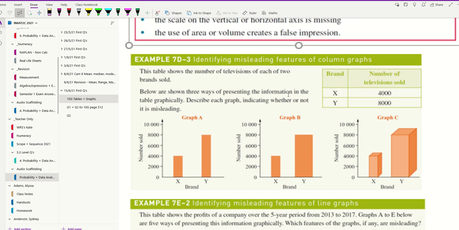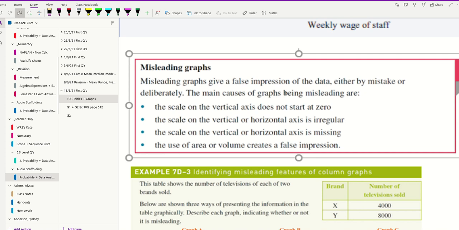Then our next one: the use of area or volume creates a false impression. There's an example here. This is probably twice this, but because they've done the volume, it looks a lot more, same as this one. They both look a lot bigger than double the size, because instead of keeping the column at the same width, they've also made them wider.